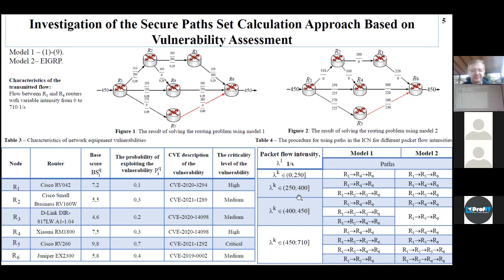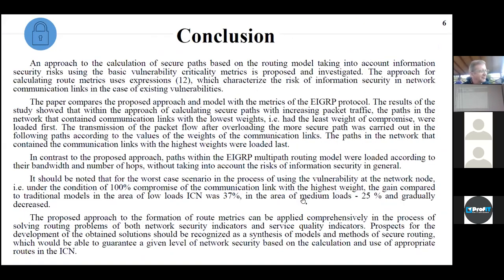As a conclusion, an approach to calculating secure paths based on the routing model, taking into account information security risks using basic vulnerability criticality metrics, is proposed and investigated. In the process of describing the proposed approach, the apparatus of operational research and set theory was used.